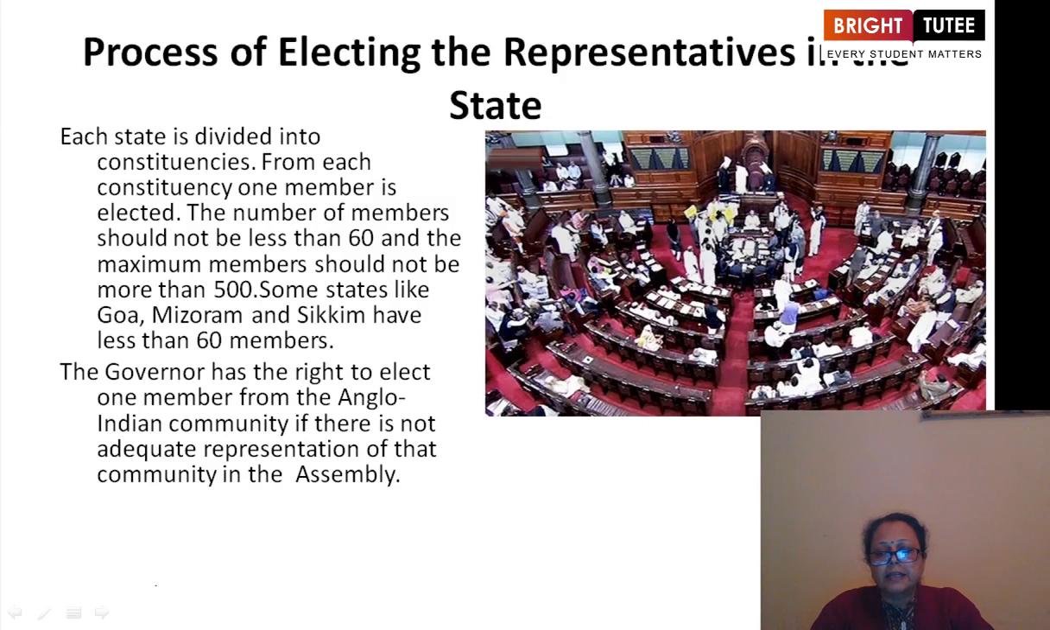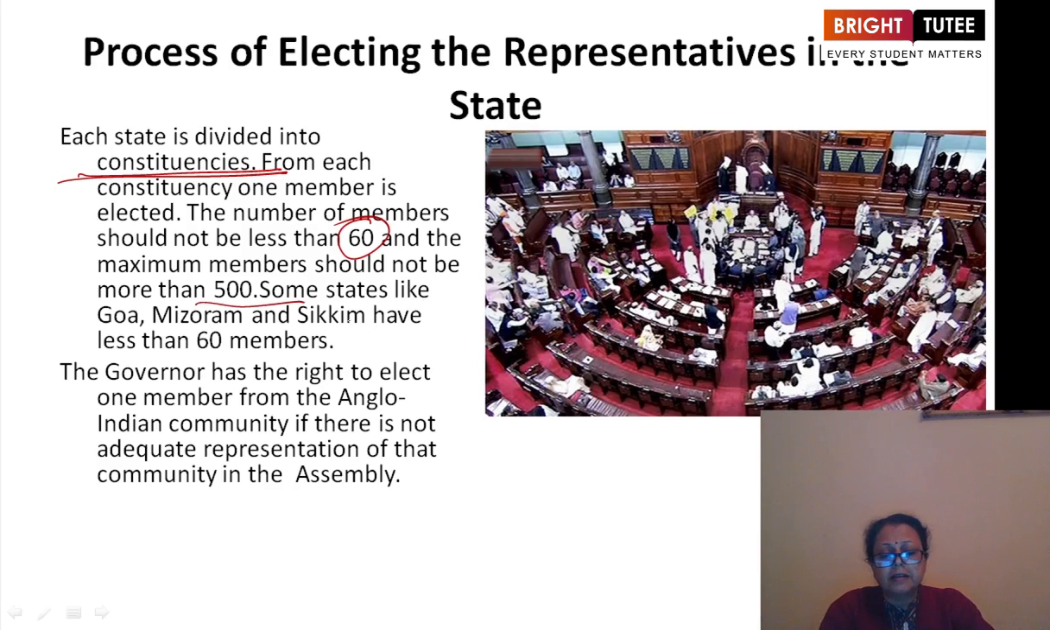Process of electing the representatives in the state. Now, what is the process? How are these members elected? Each state is divided into constituencies. Everywhere we have constituencies. From each constituency, 1 member is elected. The number of members should not be less than 60. Some exceptional cases are also there, which we will discuss later. And the maximum members should not be more than 500.